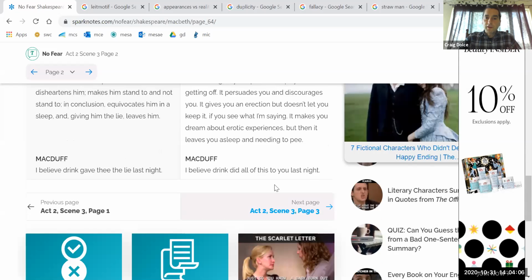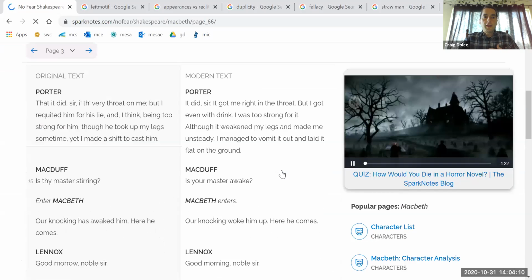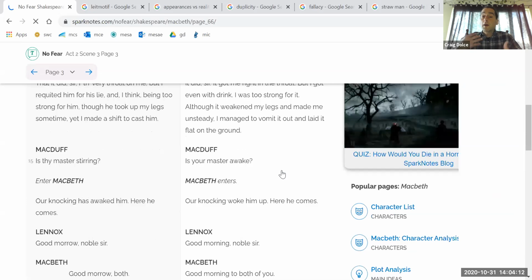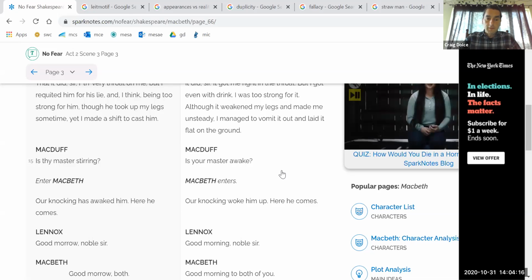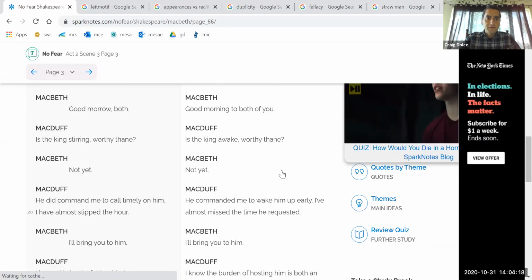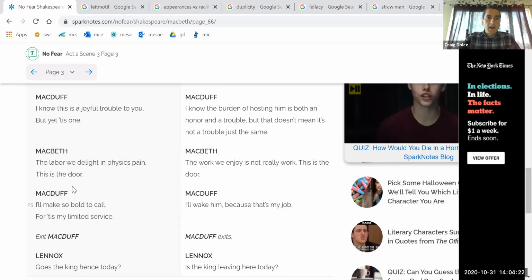So as you read through that, notice that this light interlude is interrupted now with everyone wondering if Duncan is awake. So Macbeth says, "I'll bring you to him." And again, look at Macbeth's duplicity. "The labor we delight in physics pain."